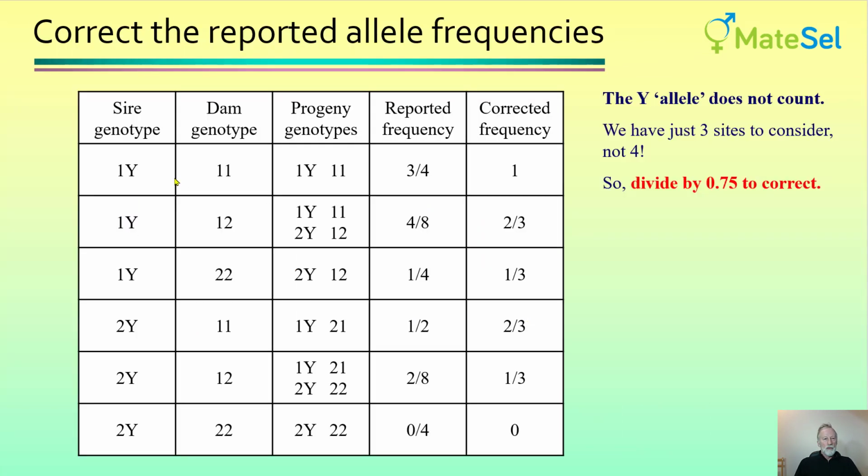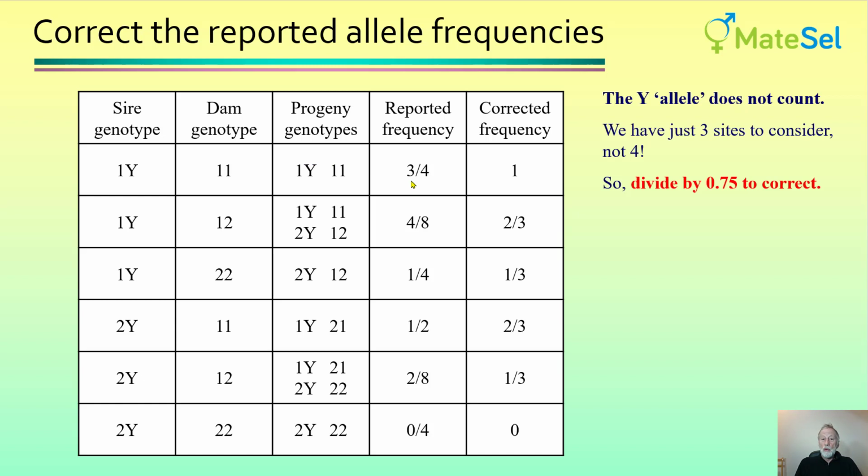Here we are. If we look at the matings we make between the sires and the dams, with all the different genotypes that are available, well, with a 1Y sire by a 1-1 dam genotype, the progeny will have no number 2 alleles, and this is the 2 different types of male and female progeny that you'll have. The reported frequency for the number 1 allele will be 3 out of the 4 different sites, and that's why we get a maximum of 3/4.